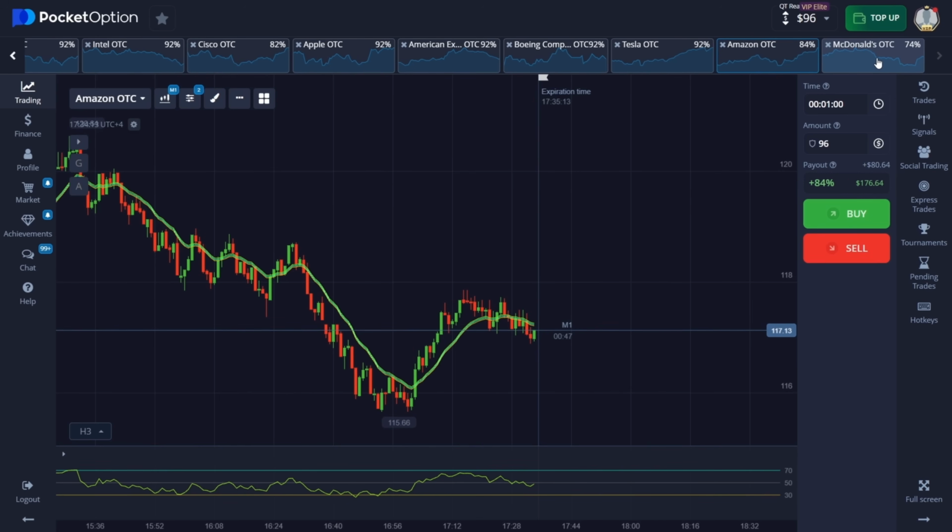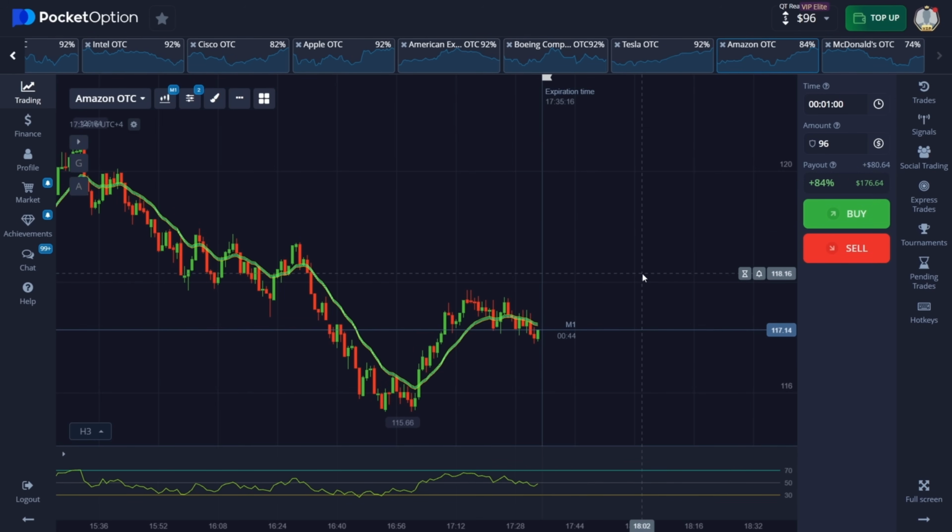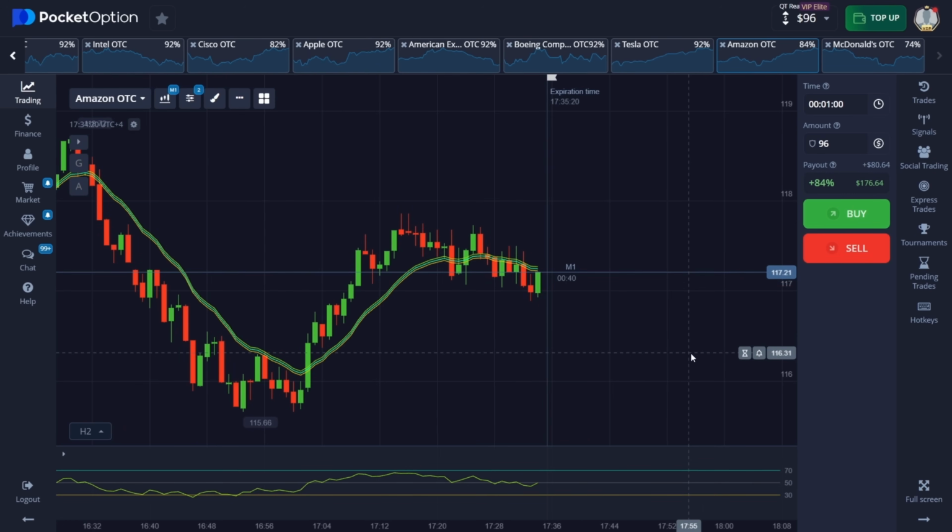We have a trade on Amazon OTC. If this candle closes near the envelope level and the RSI is also near the 50 level, we can try for a downside move.